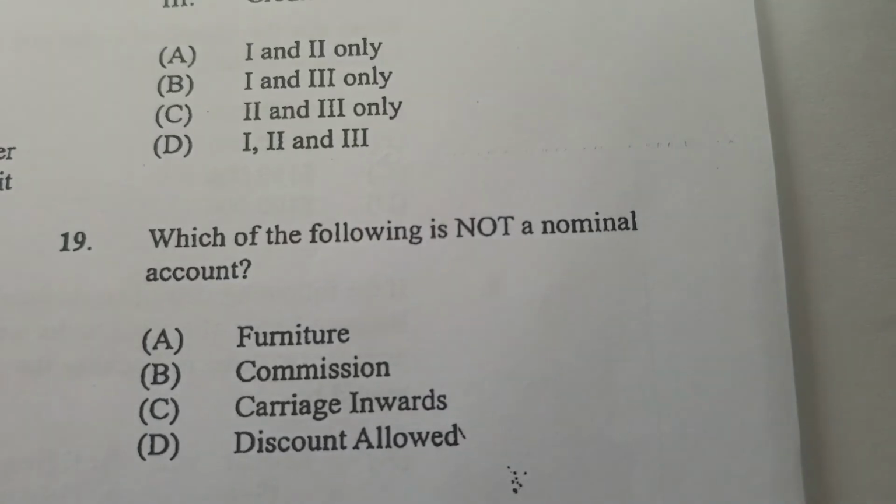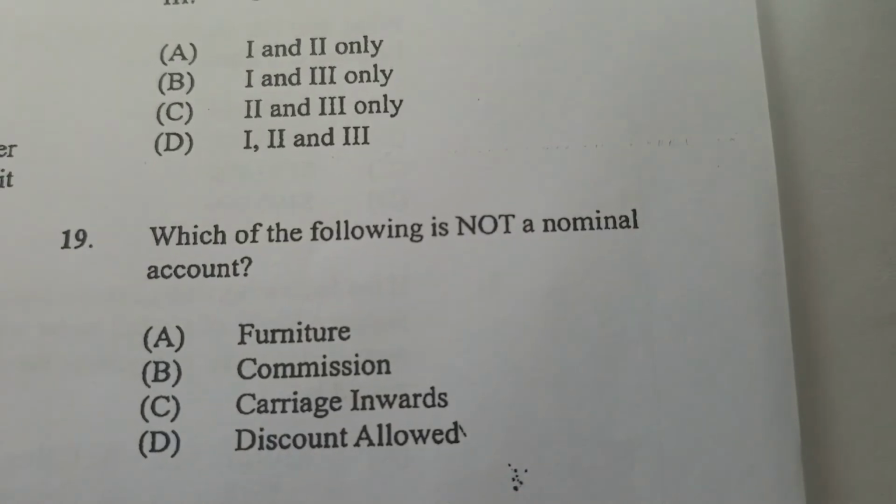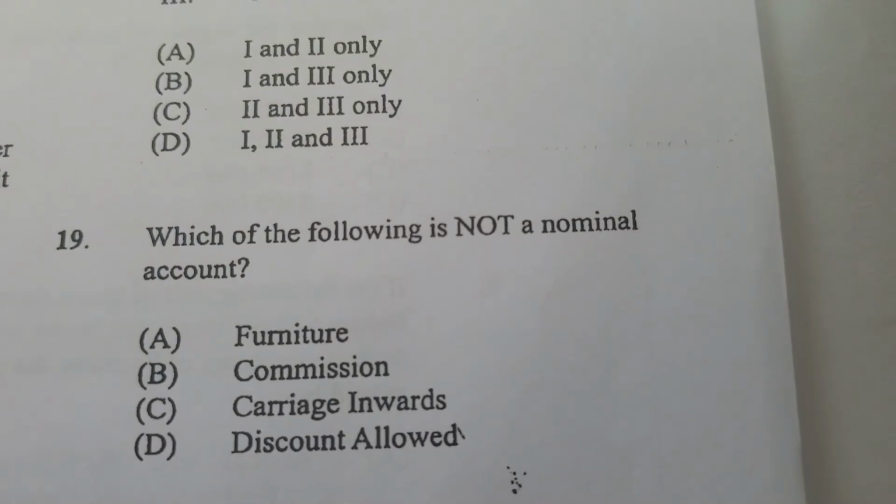Question 19. Which of the following is not a nominal account? Which of the following is not a nominal account? And your answer is A, furniture.